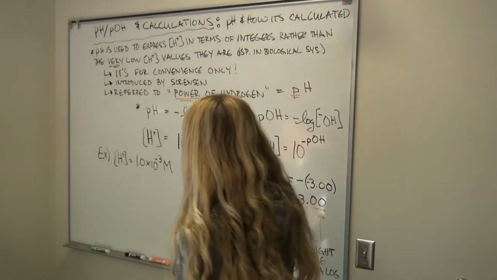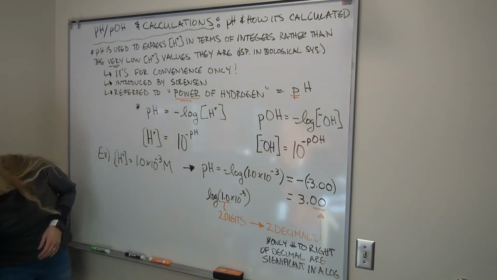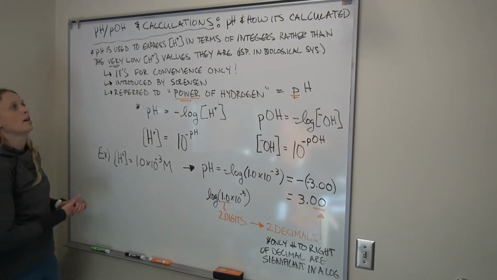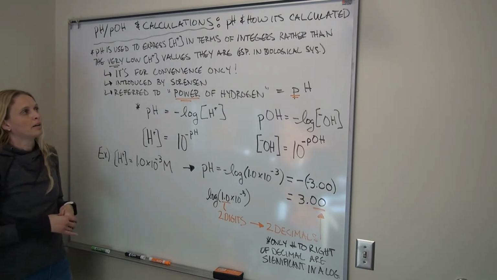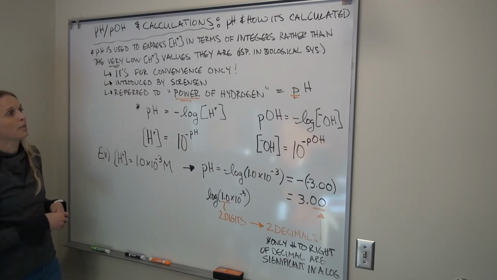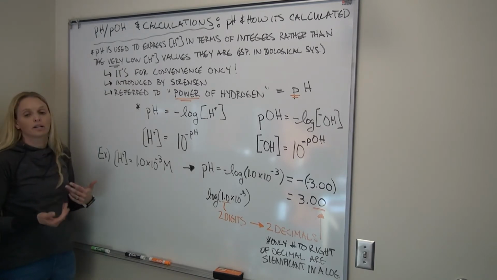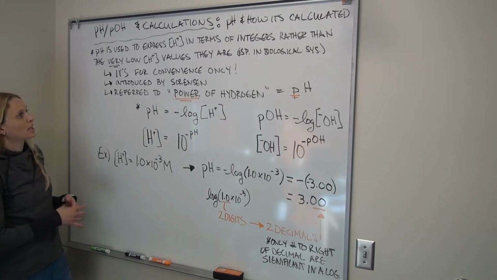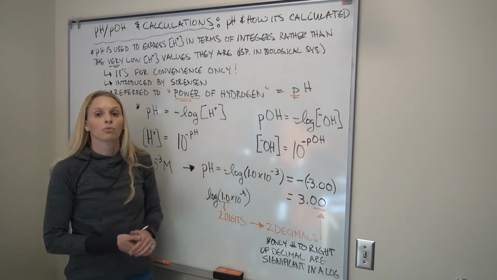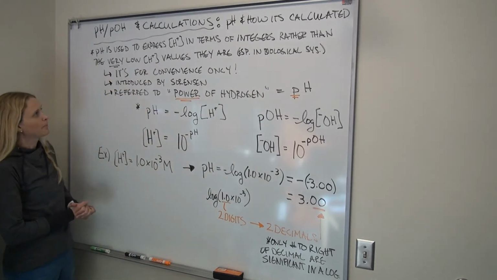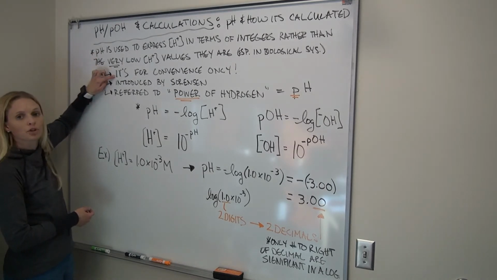All right, so we're still getting into pH, and pH is used to express the concentrations of H plus in terms of integers, so whole numbers, some with decimals, rather than the really, really low H plus concentrations: 1 times 10 to the minus 10, 1 times 10 to the minus 8th, 1 times 10 to the minus 14th. Particularly in biological systems, they're really, really low concentrations. Okay, so expressing the concentration of H plus in terms of pH is strictly just for convenience.